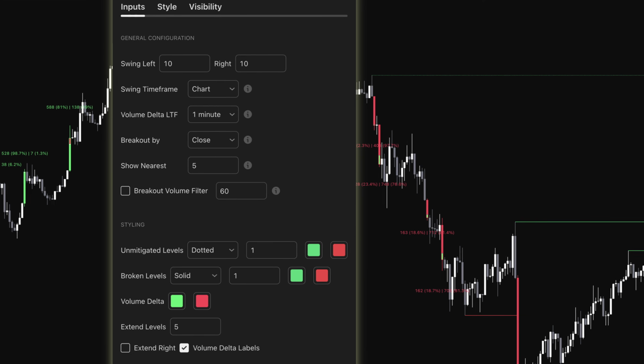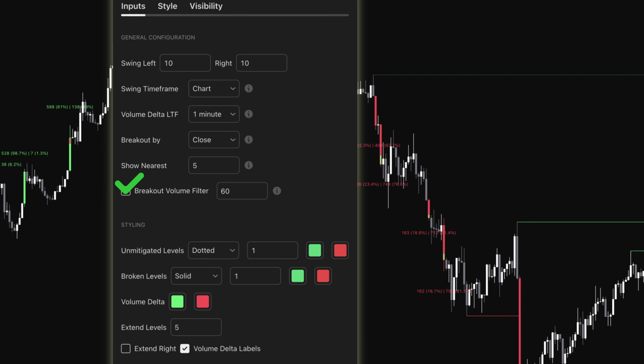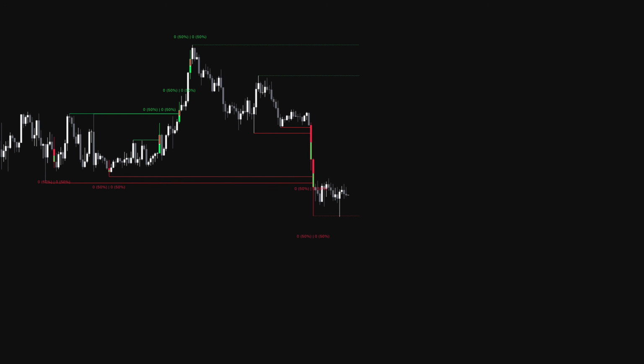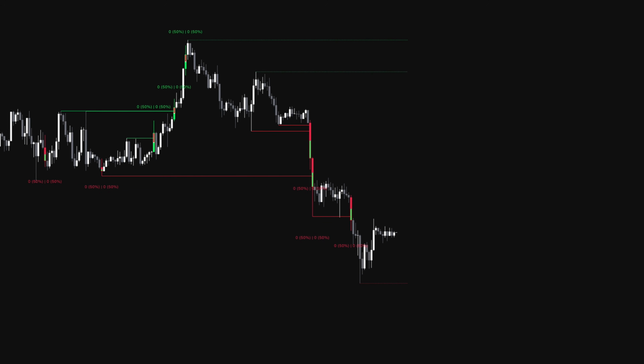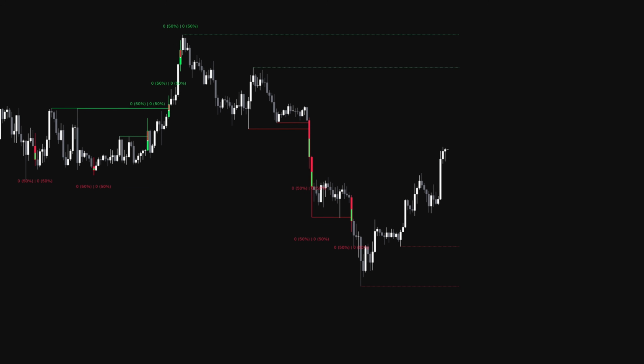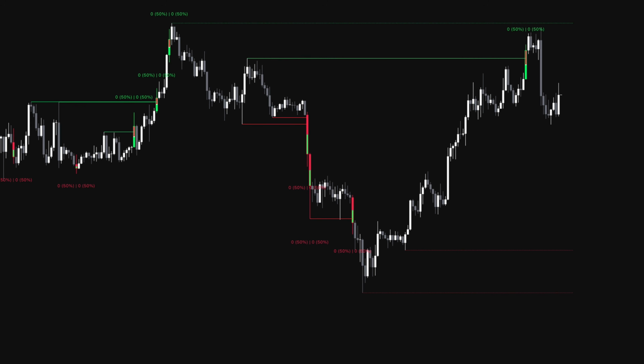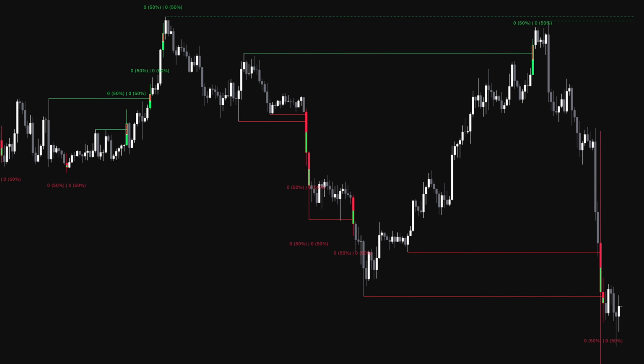There's also an optional volume filter that ignores breakouts where the dominant side does not clear a minimum percentage threshold, which is a sensible way to avoid weak breakouts where neither buyers nor sellers really committed. The visualization is genuinely well executed. Broken levels change color and style automatically, unmitigated levels stay highlighted, and a small label can show the raw bull and bear figures in numerical form for context.